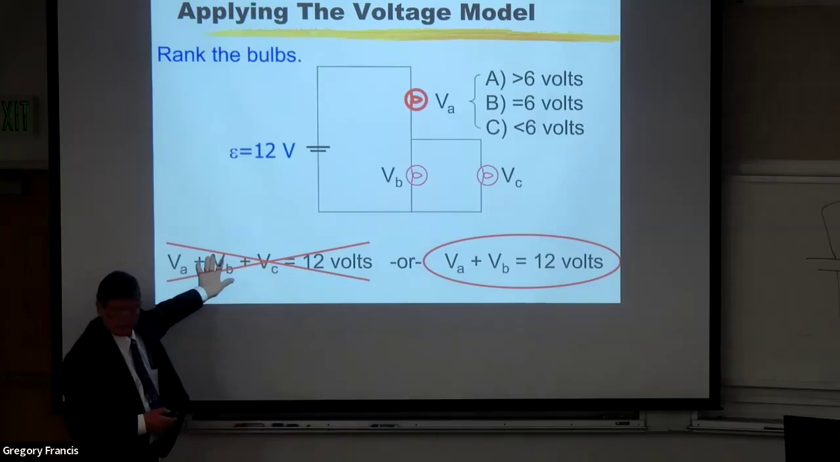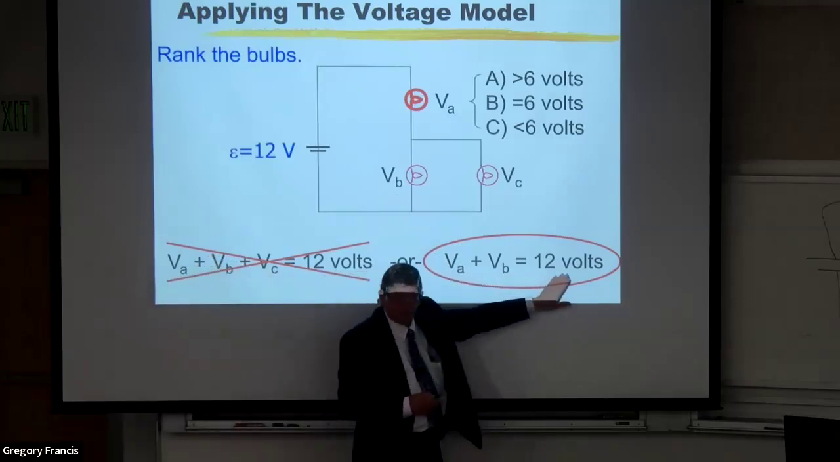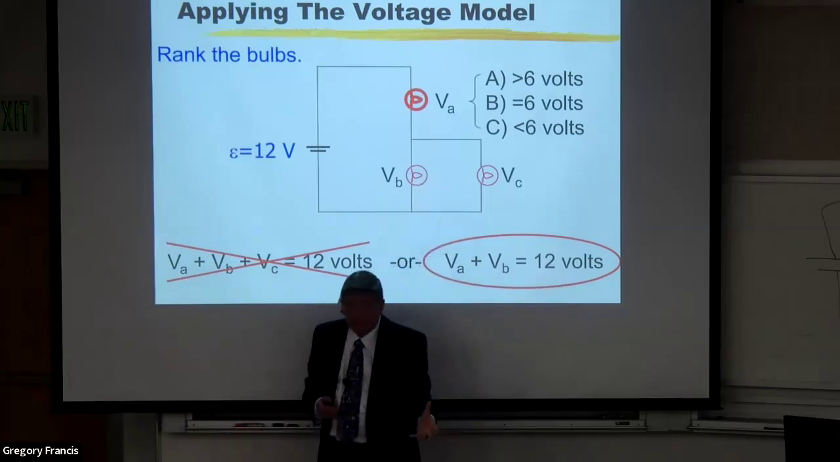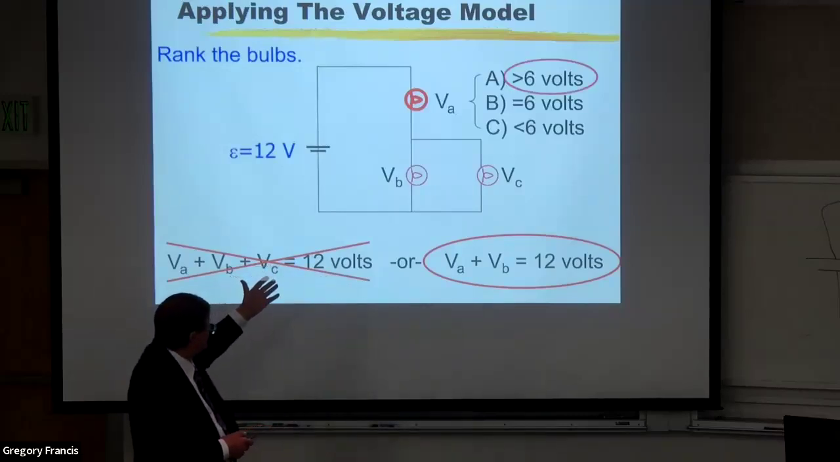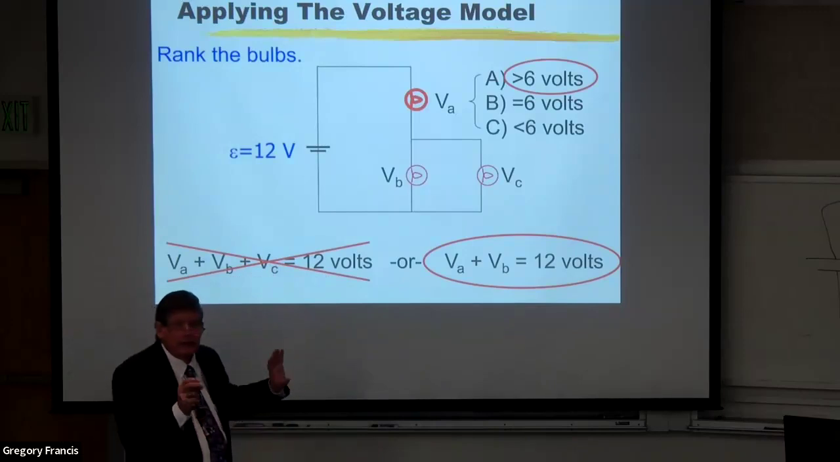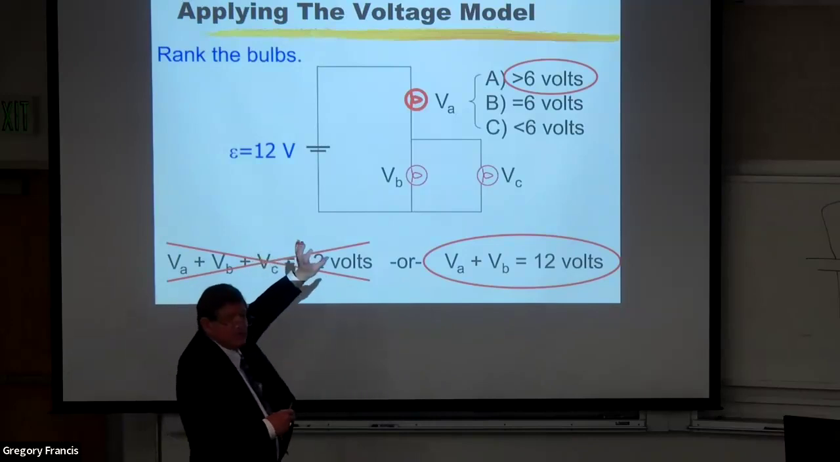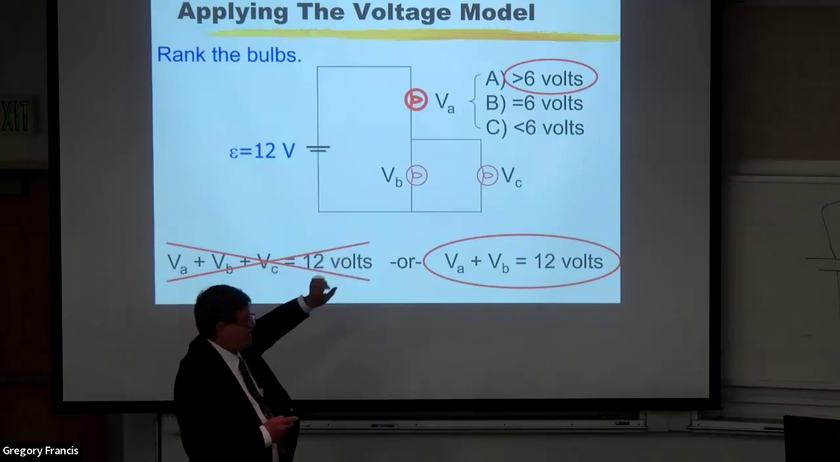But it's not this, okay? And then if I know that A and B have to add up to 12, and the brighter the bulb, the bigger the share, well, that means that A has to have greater than 6 volts and B has to have less than 6 volts. I'm going to make up a number here, okay? I'm going to say that A has 8 volts. I just made that up, okay?